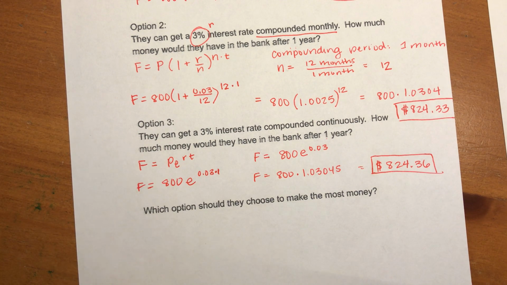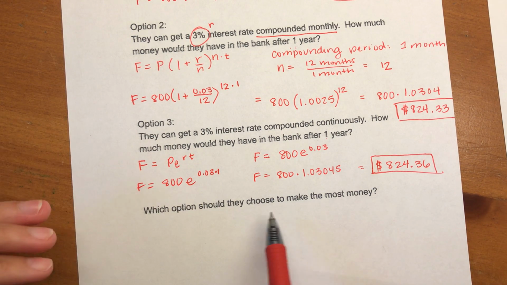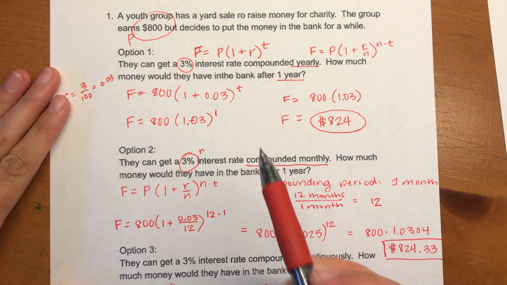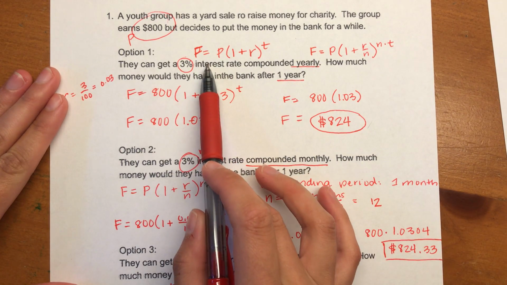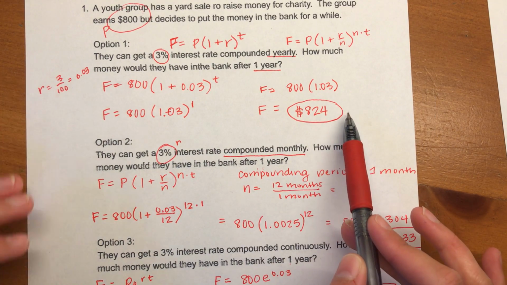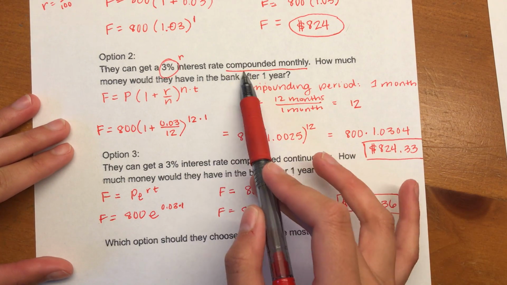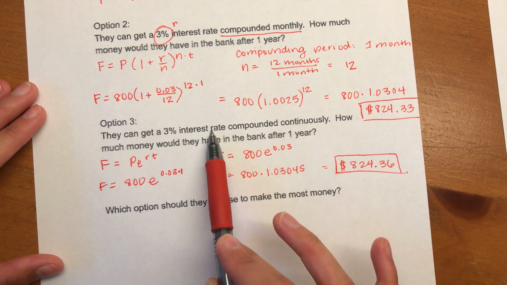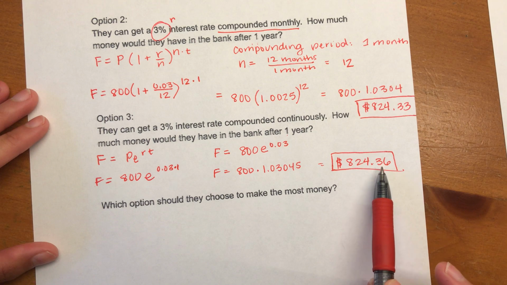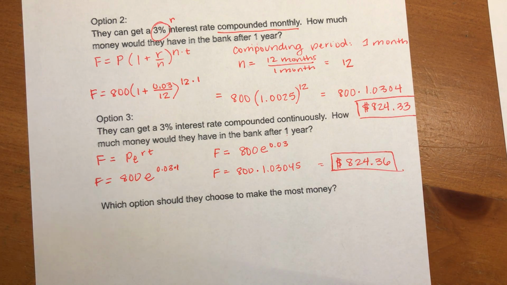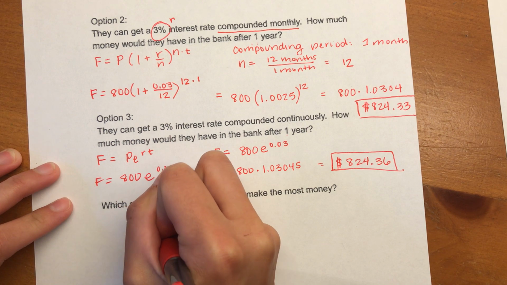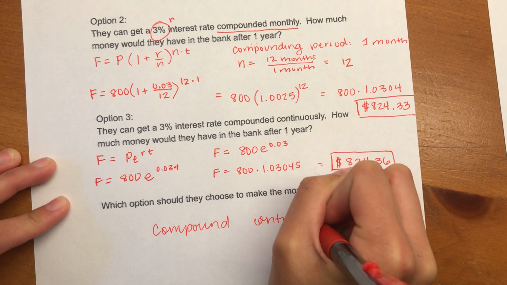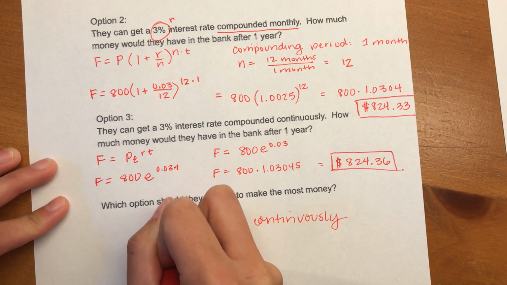But just to end this example out of comparison, which option should the youth group choose to make the most money? So remember, with our regular percent rate of change for 1 year, we got $824. When we're compounding monthly, we're $824.33. Then when we're compounding continuously, we have $824.36. So in order to make the most money, we're definitely going to do option 3, compound continuously. Option 3.